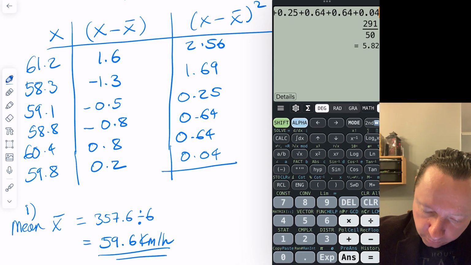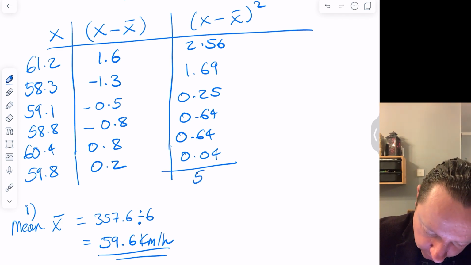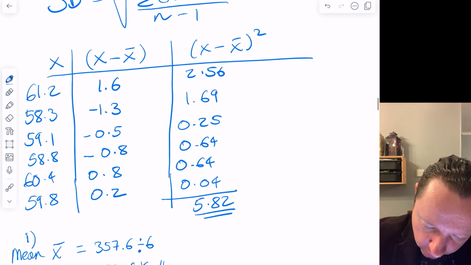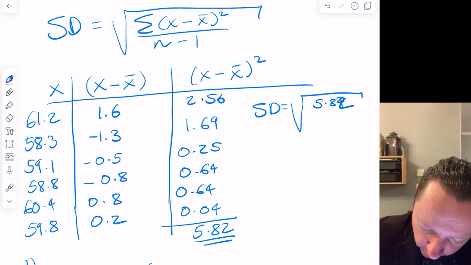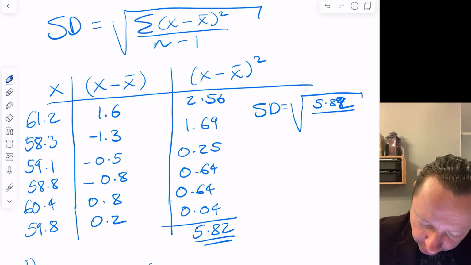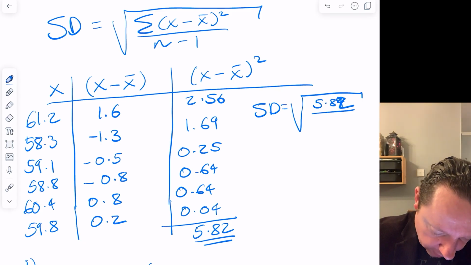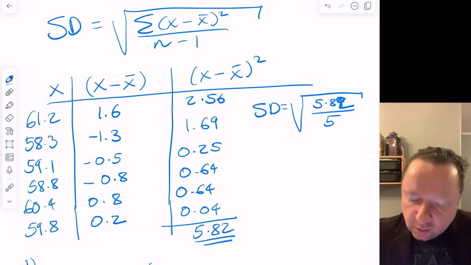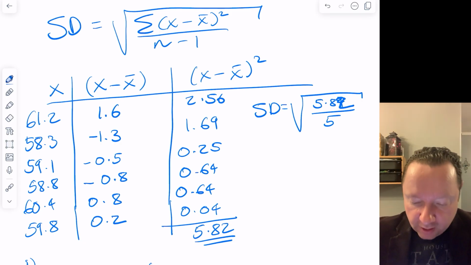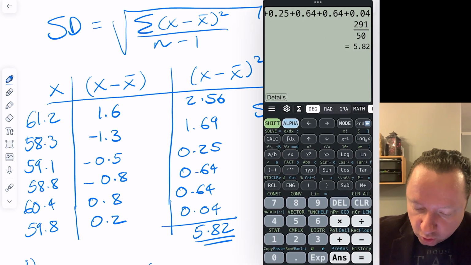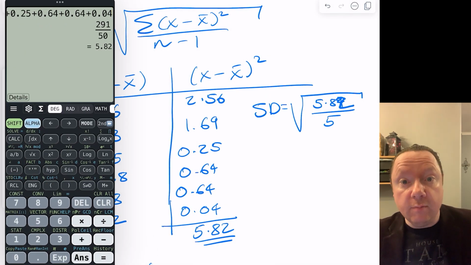5.82. Get rid of that for a minute. So that's our key number. Because now to work out our standard deviation, it's just the square root of 5.82, because that's what we just worked out, divided by 1, 2, 3, 4, 5, 6 numbers, so 5. Now here's a mistake that I see people make all the time. The square root of 5.82 then divide by 5. You need to make sure that you're square rooting the answer to 5.82 divided by 5.